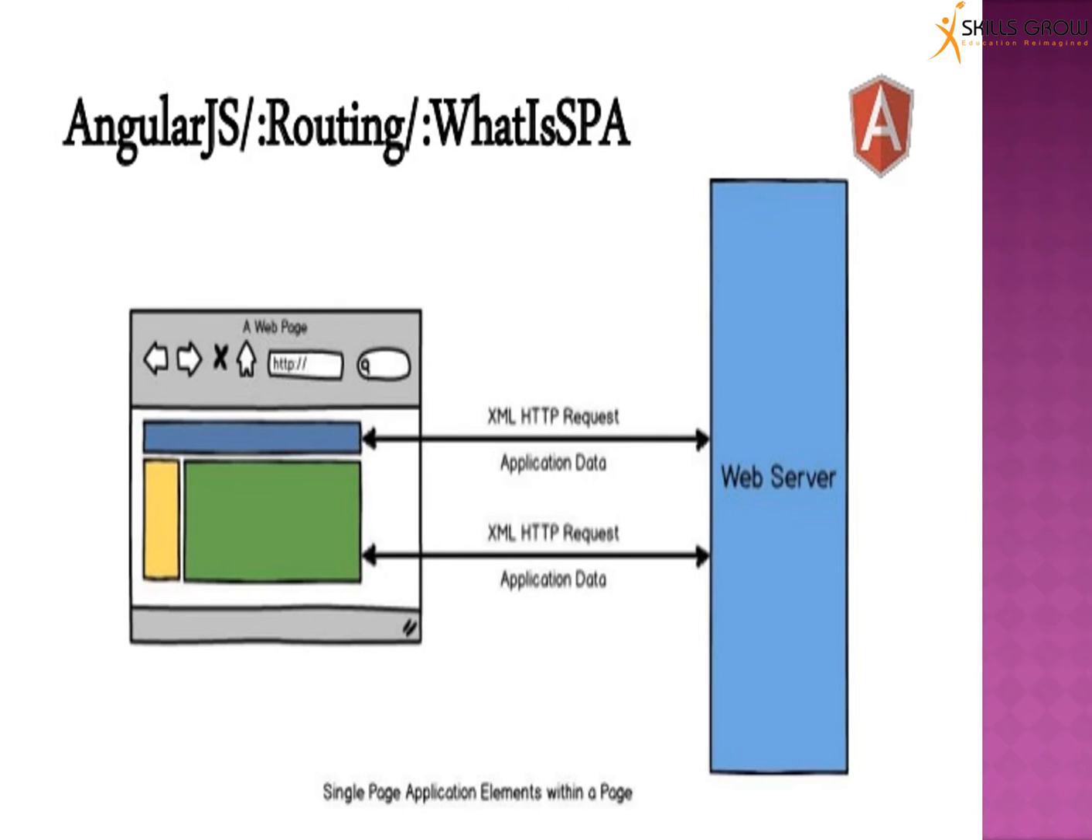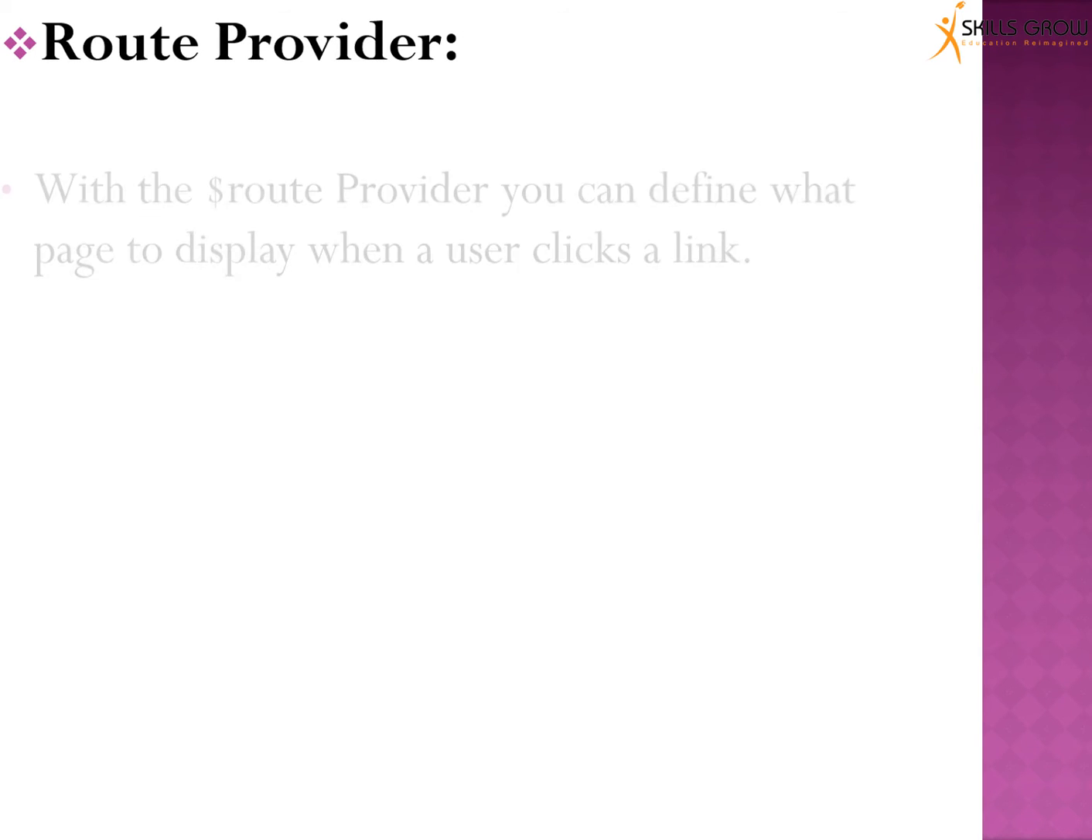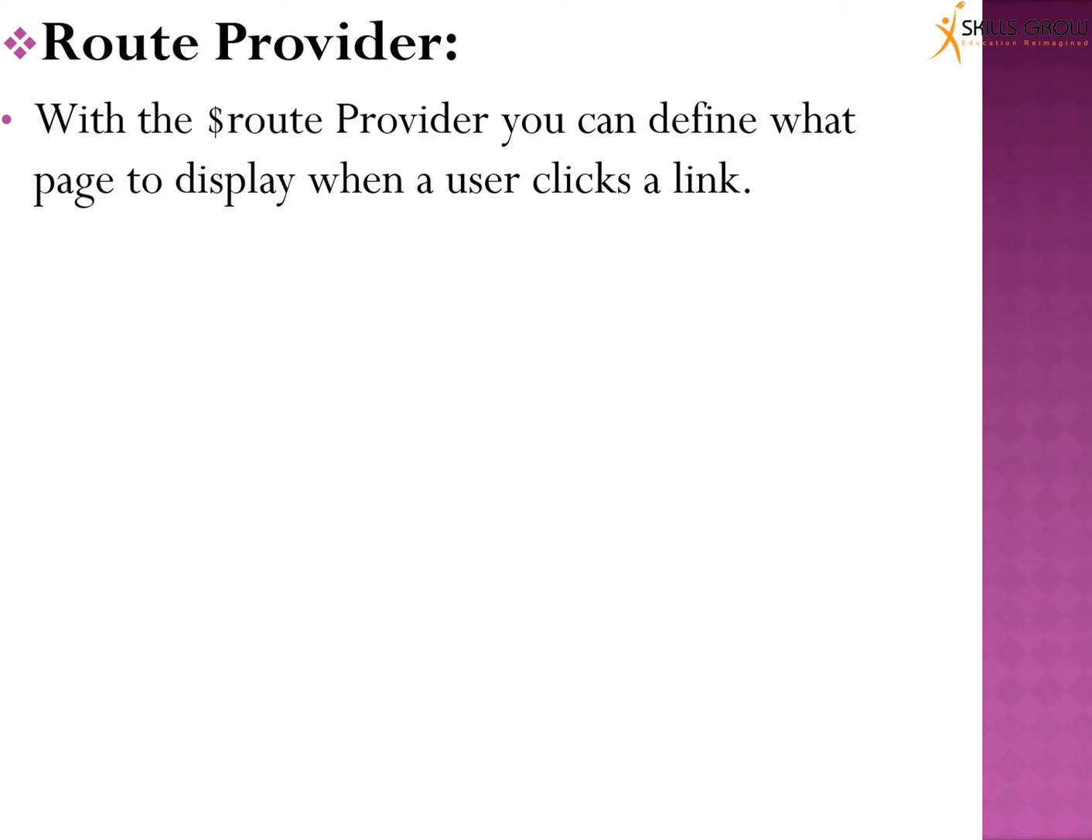This image shows what a SPA, a single page application, is. A single page application is a web application that loads a single HTML page and dynamically updates that page by sending and retrieving HTTP requests as the user interacts with the page. Now, we shall look at some other terms in routing. Route provider: a route provider can define what pages to display when a user clicks a link.